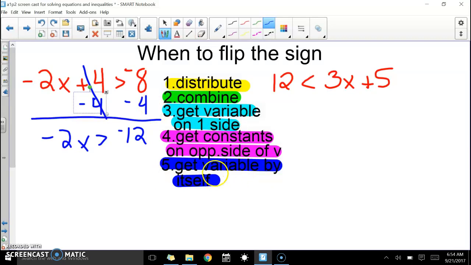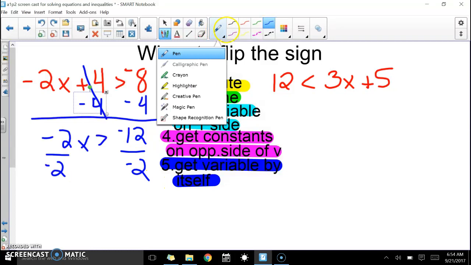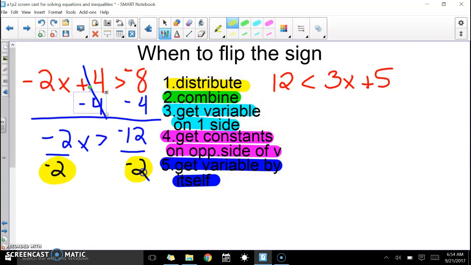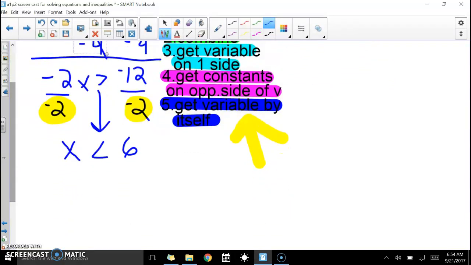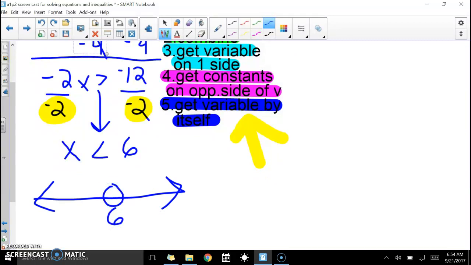Now I need to do step 5, get the variable by itself. So I'm going to divide by negative 2. When you divide by a negative number in this step right here in step 5, that's when you flip your sign. Okay, so I'm going to be left with x is less than 6. And if I wanted to graph that, and 6 was right here, I would put an open circle. It's pointing to the left, so I would shade to the left.